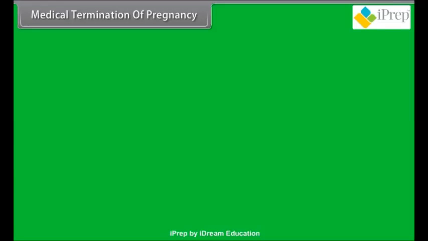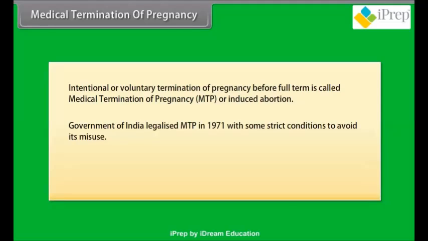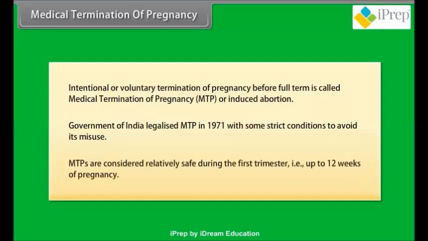Medical termination of pregnancy. Intentional or voluntary termination of pregnancy before full term is called medical termination of pregnancy or MTP or induced abortion. Government of India legalized MTP in 1971 with some strict conditions to avoid its misuse. MTPs are considered relatively safe during the first trimester, that is, up to 12 weeks of pregnancy.